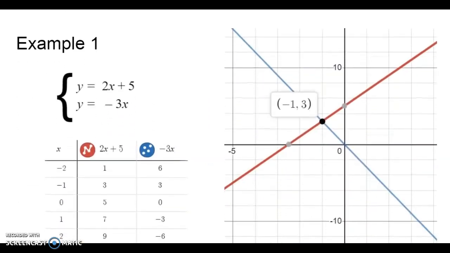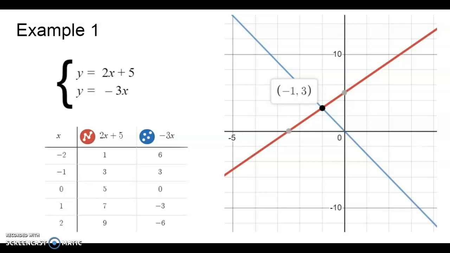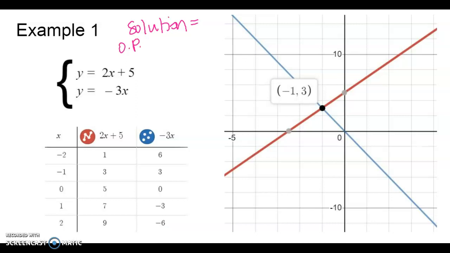In example 1, we have two equations in this system. Our first equation is y equals 2x plus 5, and our second equation is y equals negative 3x. So when we look at this, we're ultimately trying to find the solution, which is the ordered pair that makes both equations true at the same time. Now on a graph, that ordered pair is the point of intersection between our two lines.